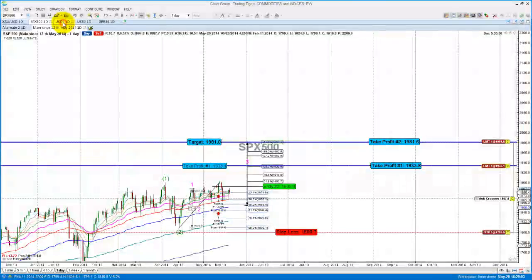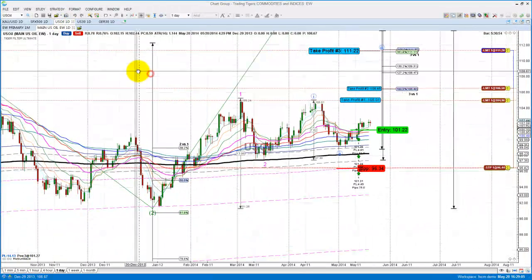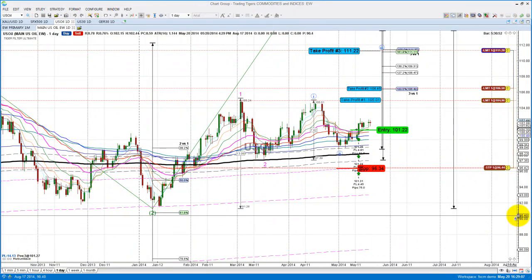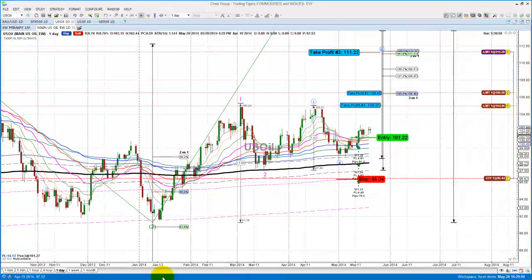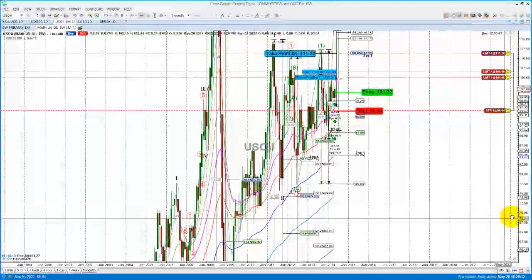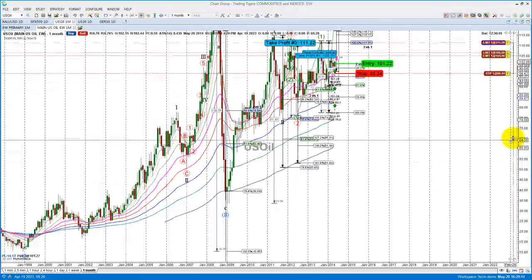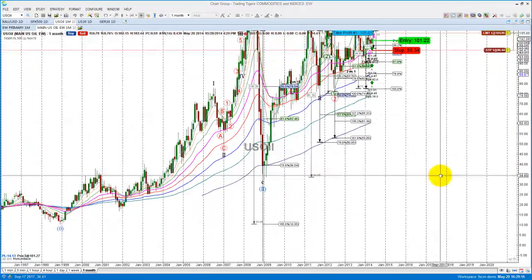Okay, fine. Now let's look at US oil. Once again, we're in 3 trades right now, but let me take it from the top, if you can follow and understand what I've done.